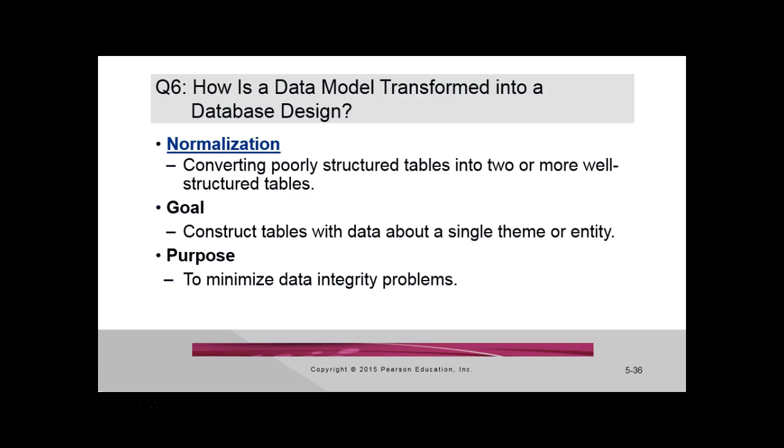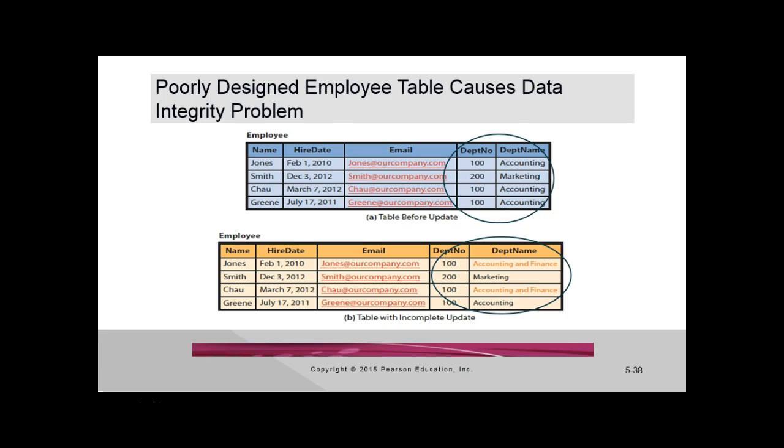Now, let me give you an example. This is an example of a poorly designed employee table. So for example, here's data. This is Jones. He was hired on February 1st. There's his email, his department number and his department name. If that department name changes from accounting to accounting and finance, we have to go and update every record for every employee that is a member of the accounting department, Department 100.